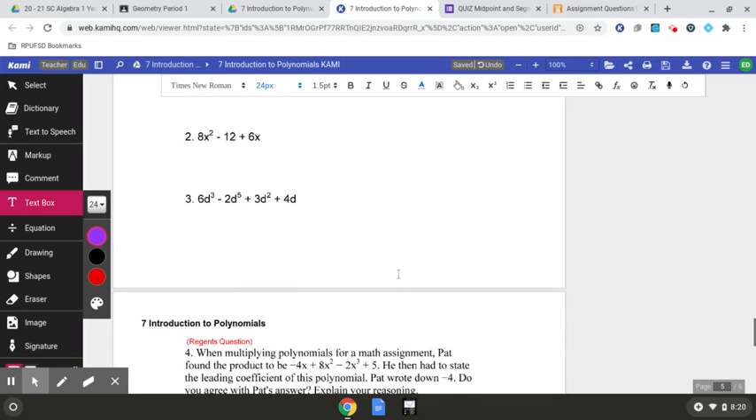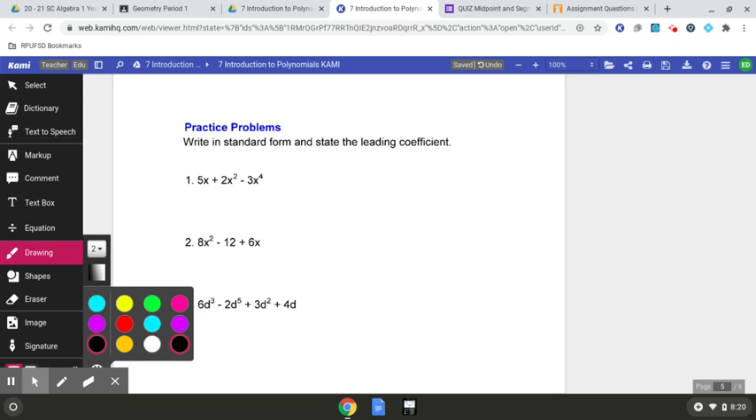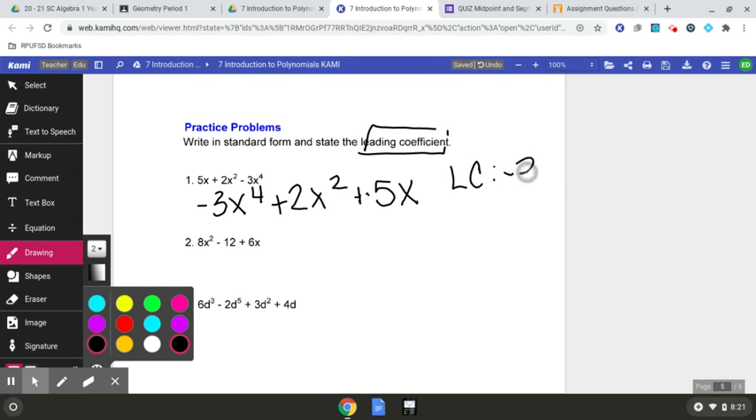Okay, so if you tried them now, we're checking our work here. So if I put these in standard form, the first one should be negative 3x to the 4th plus 2x squared plus 5x. And my leading coefficient here would be the negative 3. Okay, the second one, I'm almost in standard form. My 8x squared stays first, but then my 6x needs to go second, and my minus 12 goes last. And now my leading coefficient here is 8.